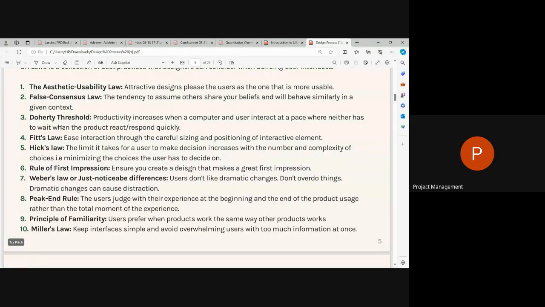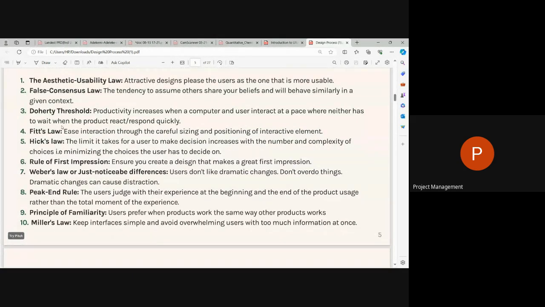We have the rule of first impression. Make sure that your user's first impression is very, very important. Like their impression when they first see your product. It's very, very important because it's going to determine how the overall experience will be. So you have to create a design that makes a very good first impression.